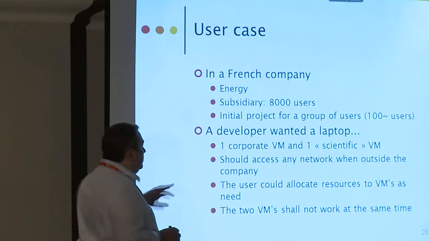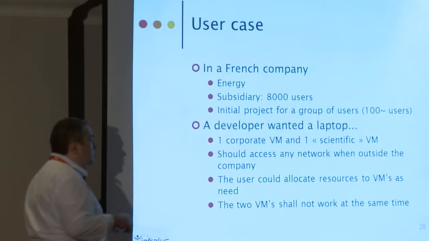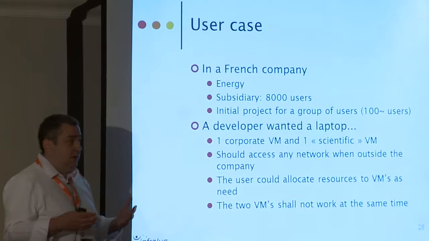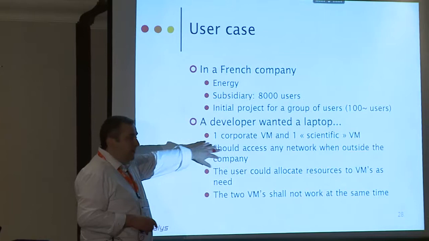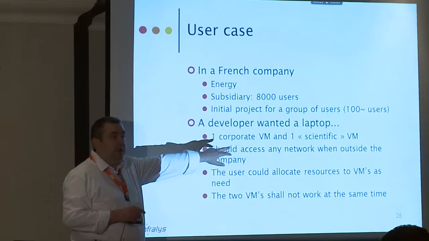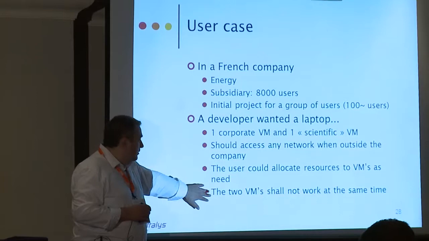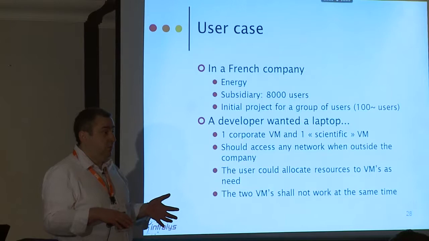The requirement was for developers, for what they call scientific: one corporate VM, and not one personal VM as we talk about in BYOPC, but one scientific VM, okay? And not just one, but several, unlimited. The idea is this scientific VM should access any network when outside of the company. And the user could allocate resources to the VM as needed, but only for the scientific ones. The corporate one is completely isolated, and we cannot change this. One of the requirements of the customer was that both VMs cannot work together at the same time, and that's not so easy to ensure.